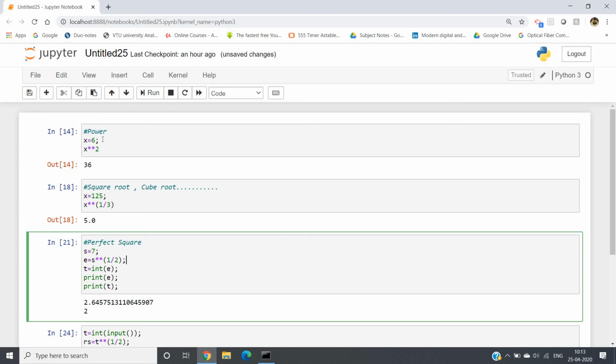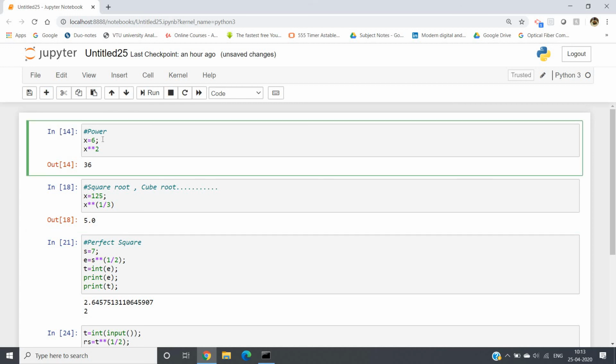And this is not only, suppose 6 power 2 is 36. Not only power of 2, you can compute any power. Suppose 6 power 3 I want to get 216. Suppose 6 power 5 I want to get 7776. Okay, any power, x to the power n can be computed like this simple way, right?